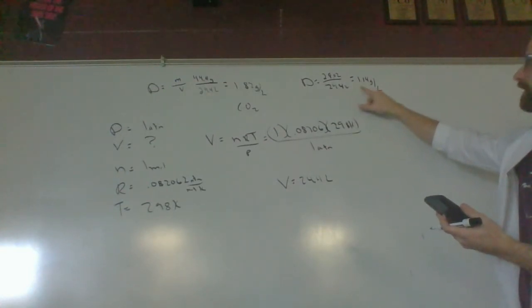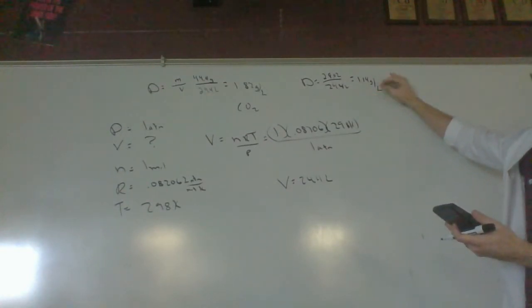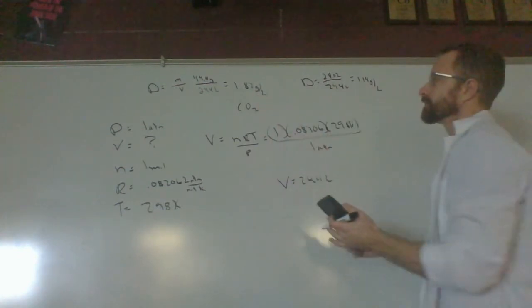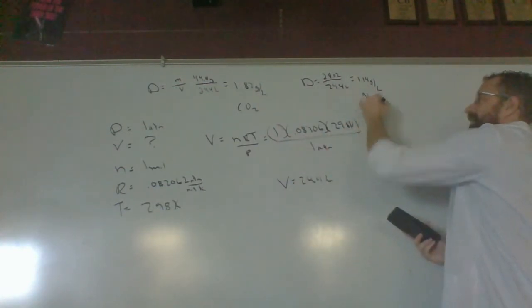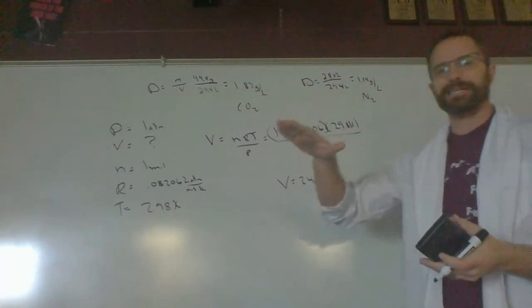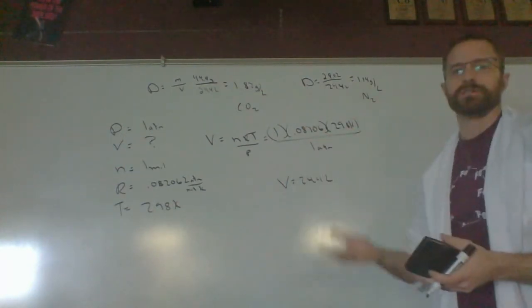So 1.14 versus 1.3. Those are pretty close, so they can mix. But we see our CO2 is more than our nitrogen. So our CO2 is heavier, it's going to sink. Our nitrogen is lighter, so it's going to float.